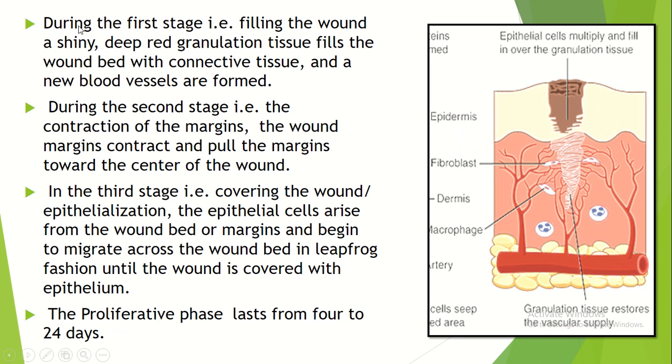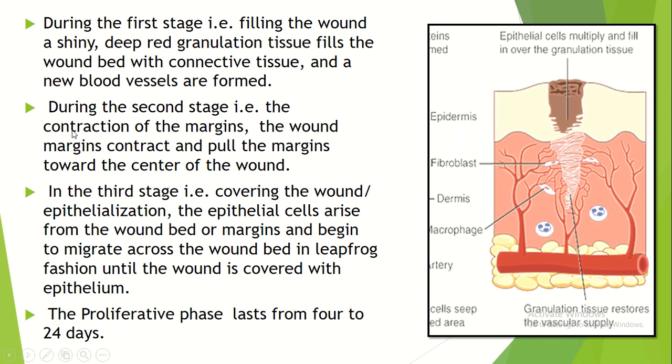We can discuss in detail. During the first stage, that is the filling of the wound, a shiny, deep red granulation tissue fills the wound bed with connective tissue, and new blood vessels are formed. As you can see here, the granulation tissue and the new blood vessels being formed.